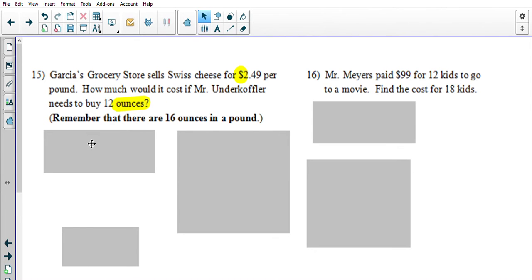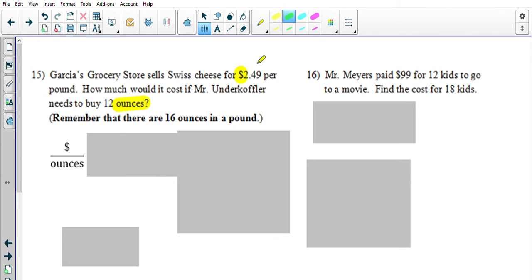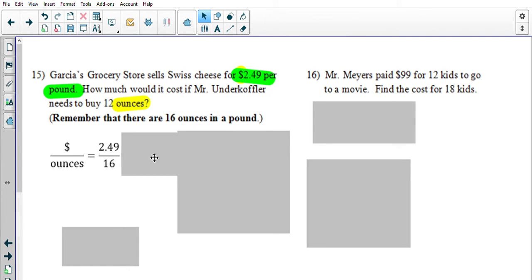So I set up dollars over ounces. And we know in this first sentence, our unit rate, $2.49 per pound. But we know that there are 16 ounces in a pound. And again, if you don't know that, that is in the first couple of lessons in this unit's guided notes. I will give you any conversion factors at the beginning of a quiz, test, or assessment that you'll need to use for those questions. So 16 ounces in a pound, that means that it's $2.49 for 16 ounces, which is 1 pound. We want to find the cost for 12 ounces.